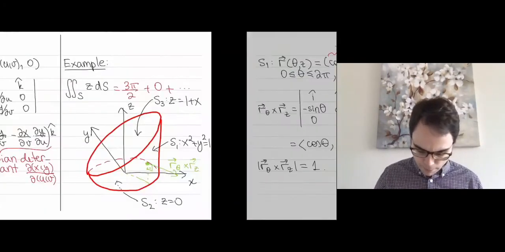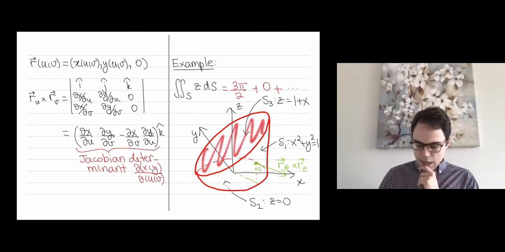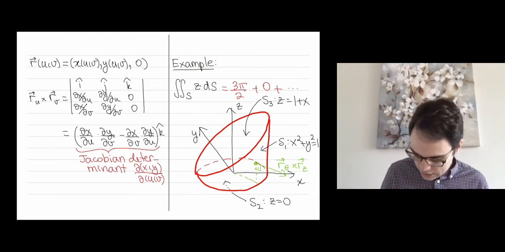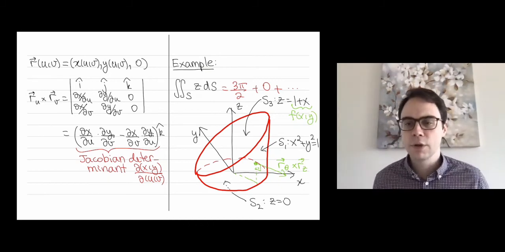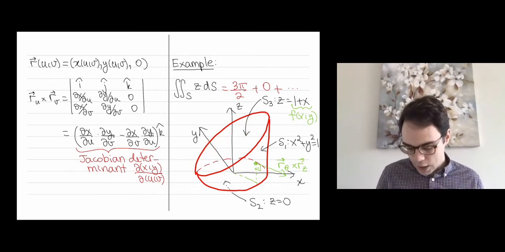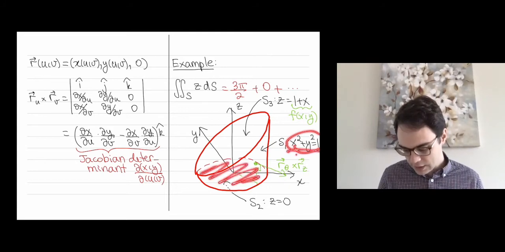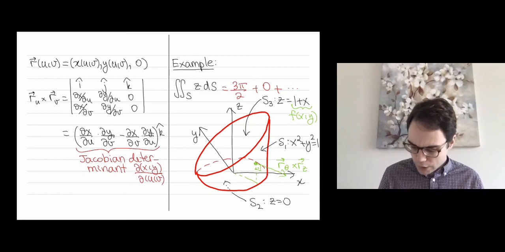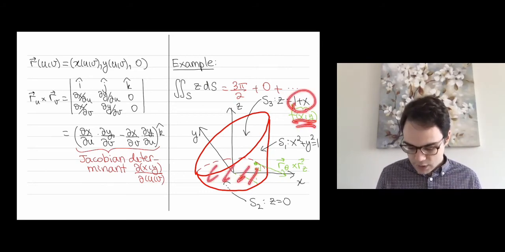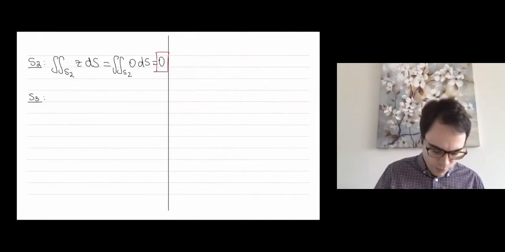So S3 is the top, right? S3 is really an example that we've already looked at. This is z equals a function of x and y, right? 1 plus x is definitely a function of x and y. So S3 is really a graph over the unit disk, the region inside the cylinder of radius 1 around the z-axis. So we're looking at the graph of the function 1 plus x over the unit disk. Let's just work with that.